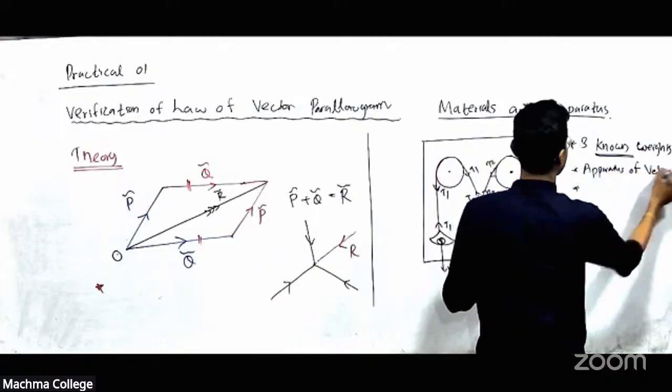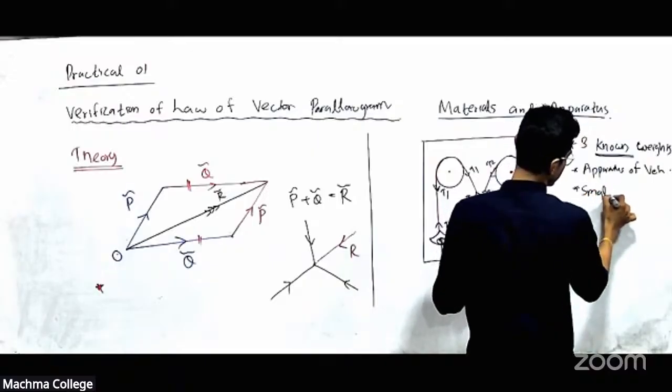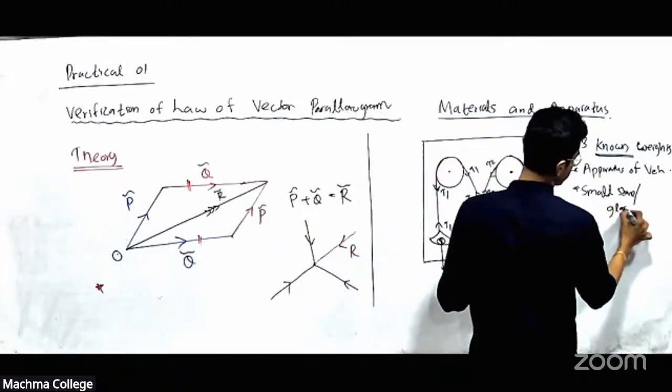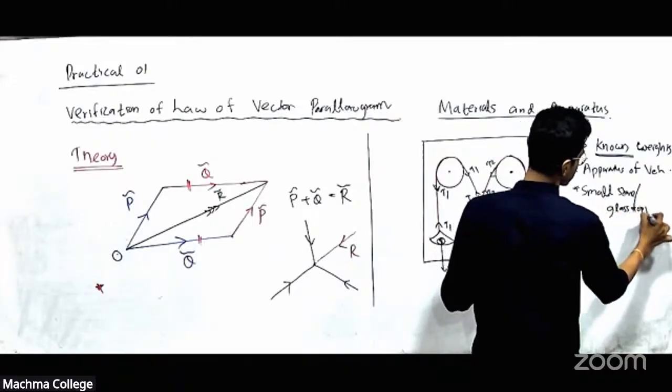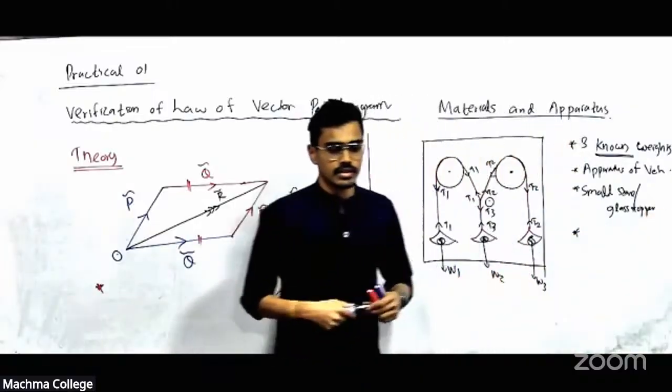Apparatus of vector parallelogram. Then small stone or glass stopper. Glass stopper. Right?